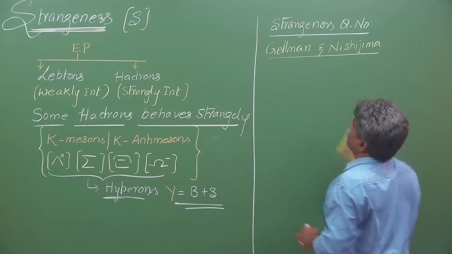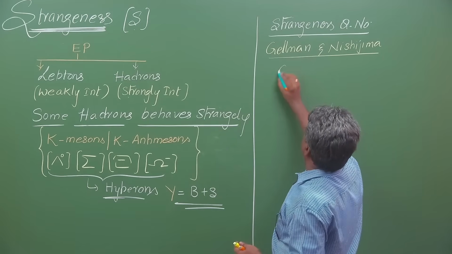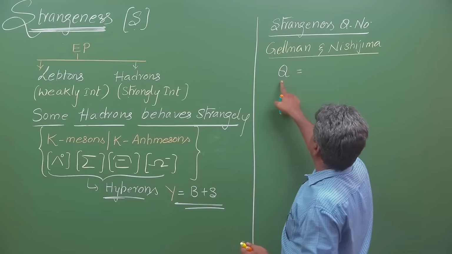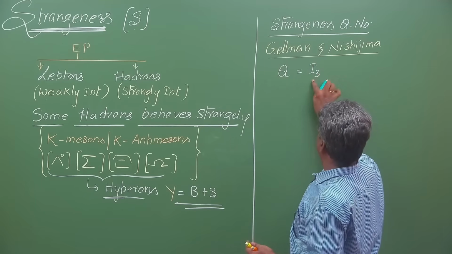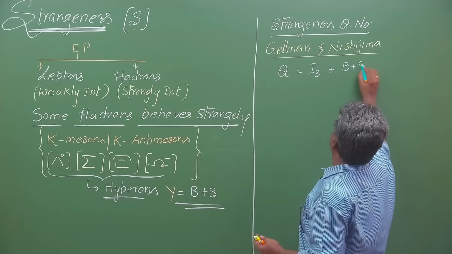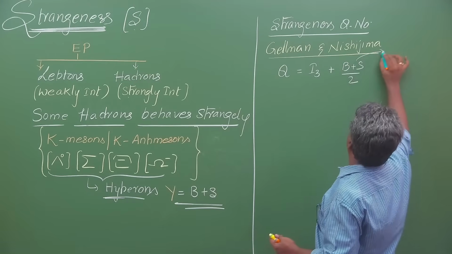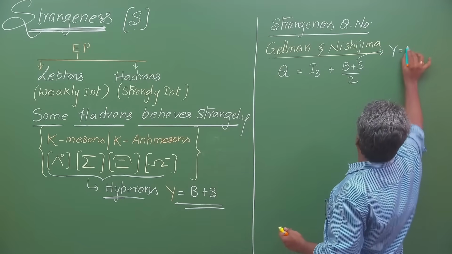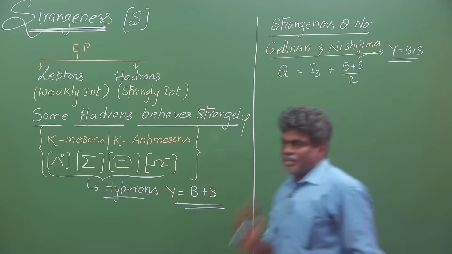What is this? Listen. Actually, earlier they first gave it like this. Charge of the particle Q equal to its I3, third component, plus B plus S by 2, where B plus S they have taken as a hypercharge. What is the hypercharge? Y. Y equal to B plus S. This is what they first gave.